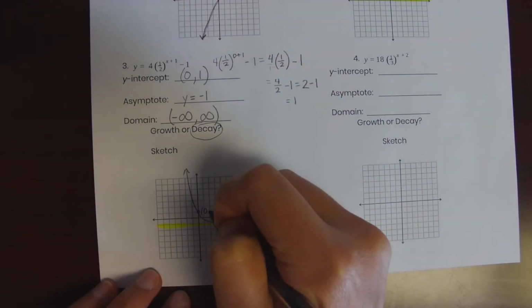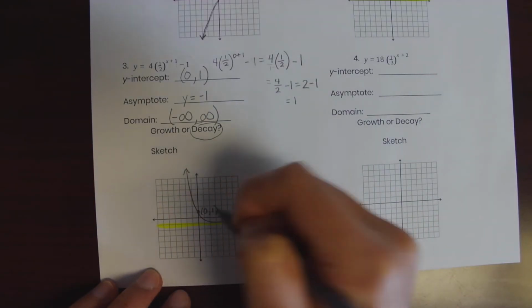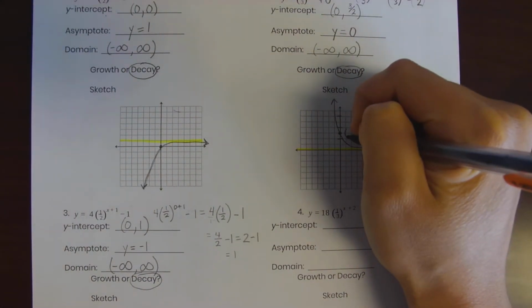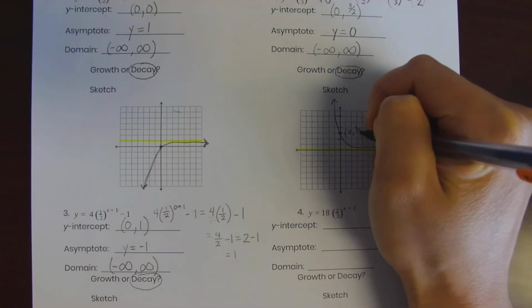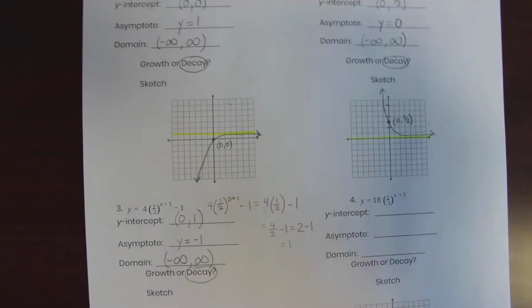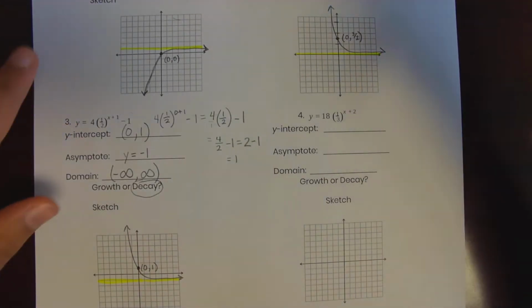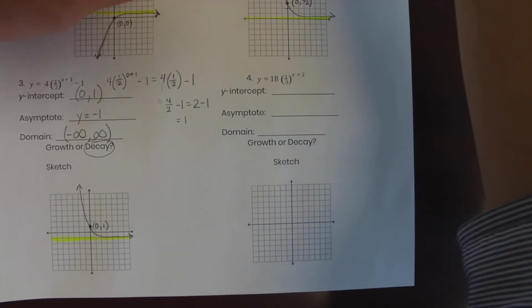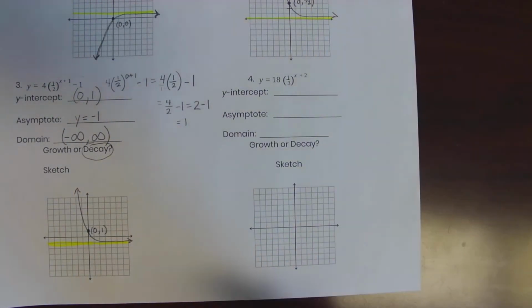And I should be labeling these points. So that was 0, 1. This one up here, we have 0, 3/2. And here we had 0, 0. Okay, so just remember, sketches are not exactly what the graph will look like, but it's a rough idea so we know what to picture when we see a function.